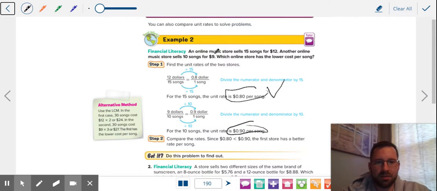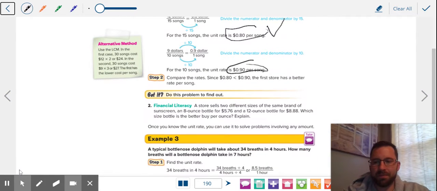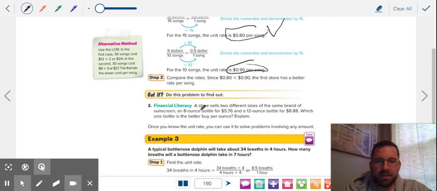But here, it looks like this is a better deal. It's only $9 versus $12. But if you spend a little bit more, you get more songs. So depending on how many songs you're willing to purchase, you get a better deal per song. All right, let's take a look at another one.